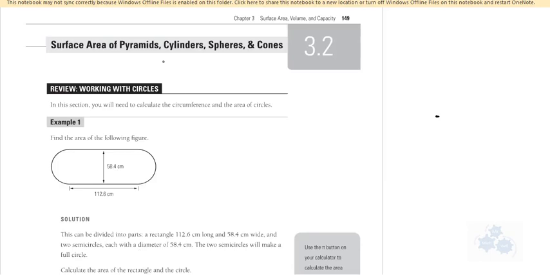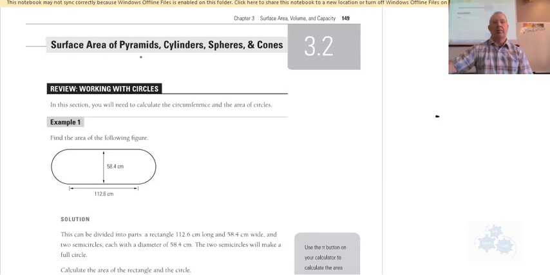Okay, so we're talking about surface area of pyramids, cylinders, spheres, and cones in section 3.2. We're going to talk about the different types of shapes here and what the surface area formulas look like and how to find that. So take a look at this first example here, working with circles.